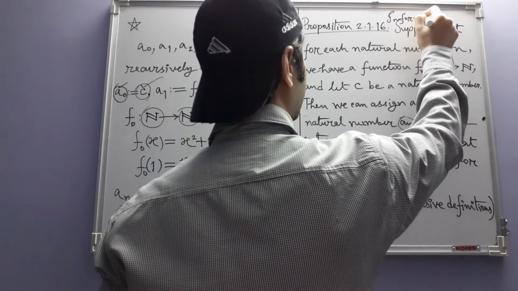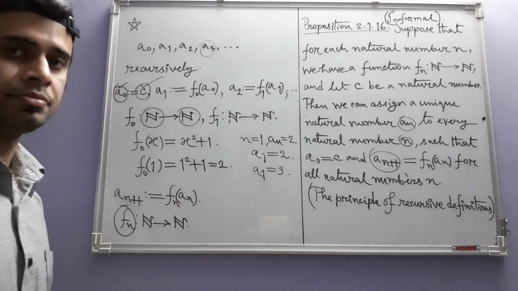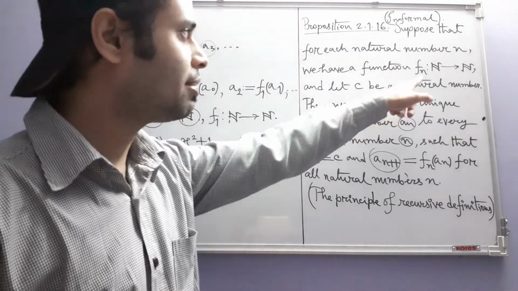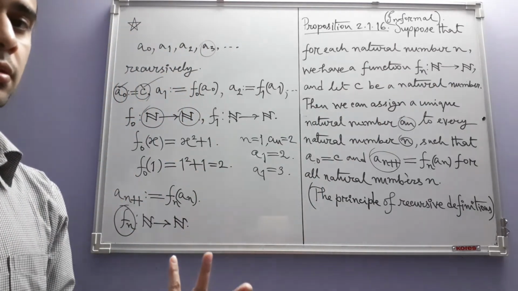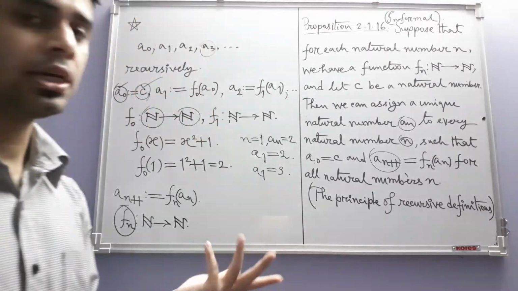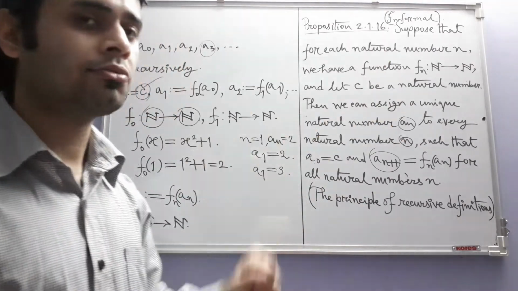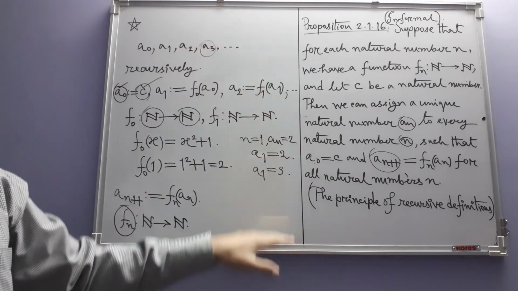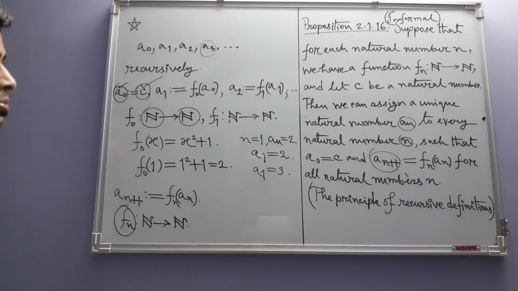By now you are very familiar with this word informal. Why is this proposition informal? It's because we have mentioned sets and functions which have not been introduced to us yet. Although we know, since we are suspending prior knowledge of these things, this is informal. It will become formal when we have gone through all the things about functions and sets.